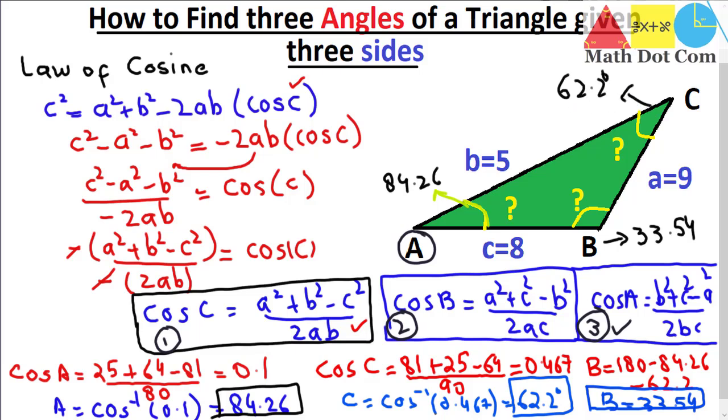So this is how you can easily use the angle versions of the law of cosine in order to find the three angles of a triangle if you are given only the lengths of the three sides of the triangle.